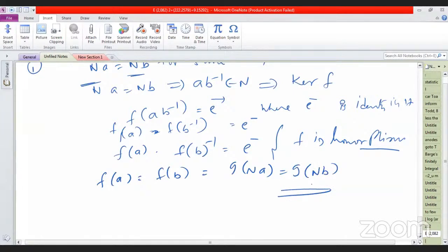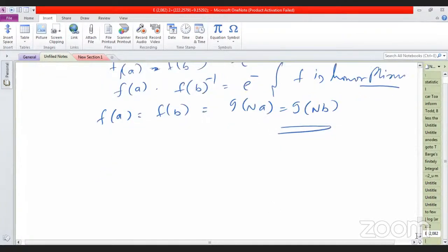Therefore G is identity. F of A into F of B inverse is equal to E bar, and also F of B whole inverse also. Both the conditions are from homomorphism. So therefore Gn of A is equal to Gn of B. Well defined. Why? Because it belongs to kernel F. Am I correct or not? Yes, sir. Very good. Then we will go to the second one: G is a homomorphism.